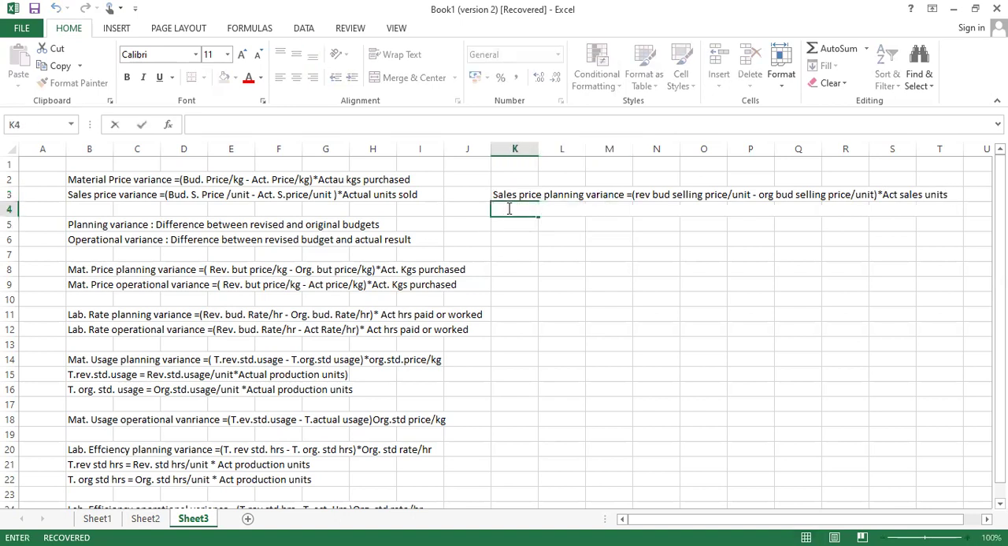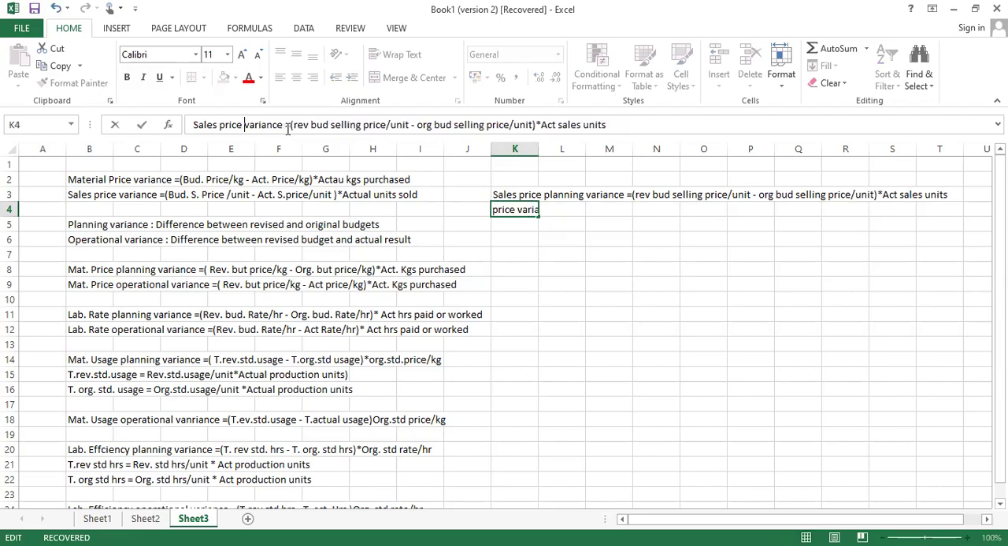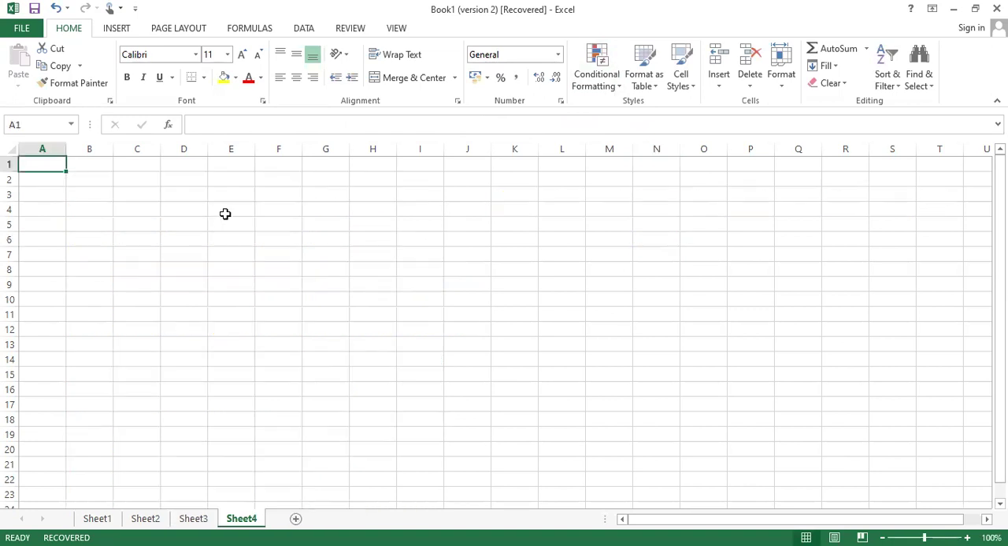And if we say sales price operational variance, we will make some changes over here. Revised budgeted selling price per unit minus actual selling price, into actual sales units. So these are the sales planning and operational variances.